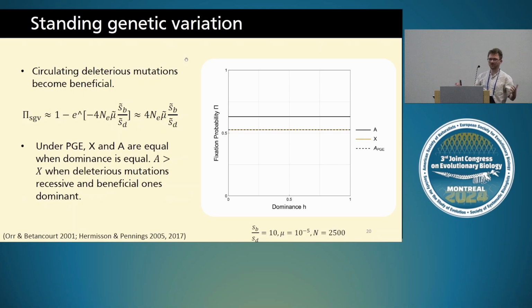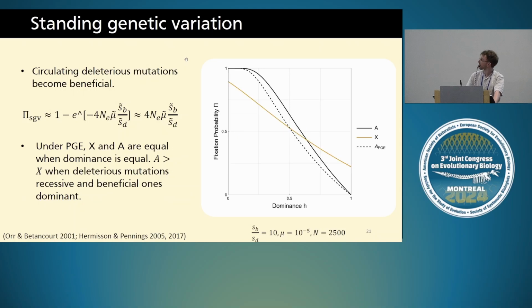So if this is the process by which adaptation is occurring, we expect it to be equal on our autosomes and X chromosomes under PGE, and this will be less than a typical autosomal system. Of course, that makes a very specific assumption about how dominance is between the beneficial and deleterious phase. So what if we consider some alternative assumptions?